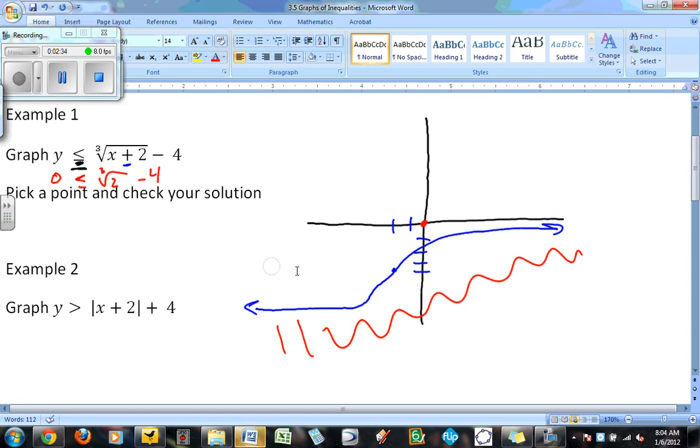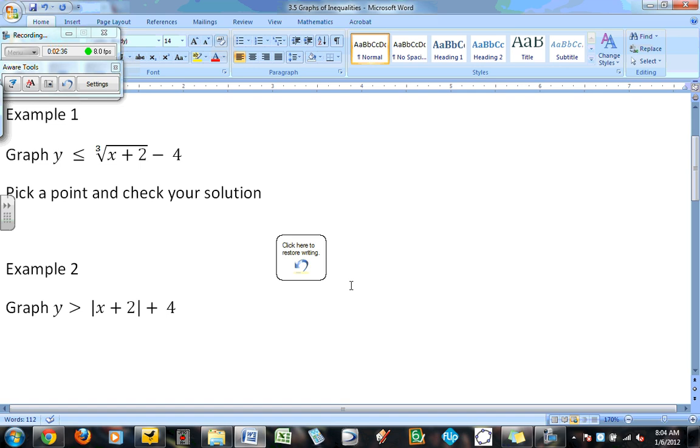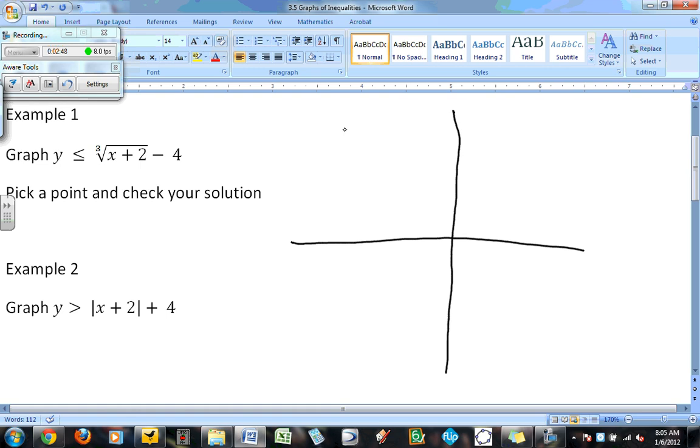Moving on to the next graph, y is greater than the absolute value of x plus 2, plus 4. Again, we know what the absolute value parent graph looks like. It's a V shape starting at 0, 0. The only thing that changes is this is going to have to be a dashed line because of this greater than, not greater than or equal to. And we're going to know that it's going to be translated.